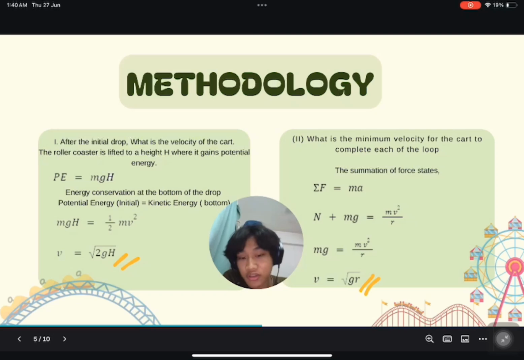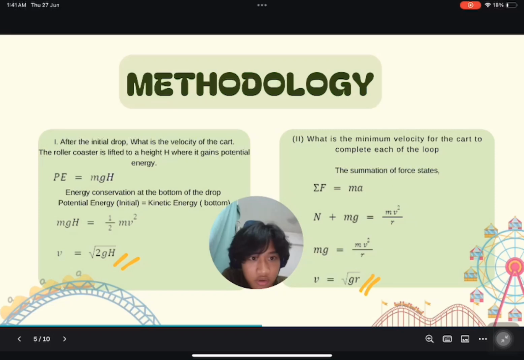So, to perform our analysis, we applied some principles of physics, specifically the conservation of energy and circular motion dynamics. First of all, we began by calculating the initial velocity of the kart after the initial drop from a height of 500 meters. In this case, we're using the law of conservation of energy, and we come out with the final equation of V equals the square root of 2gh, which leads to a speed of approximately 99.04 meters per second, and the equation can be seen on the left side of the presentation.